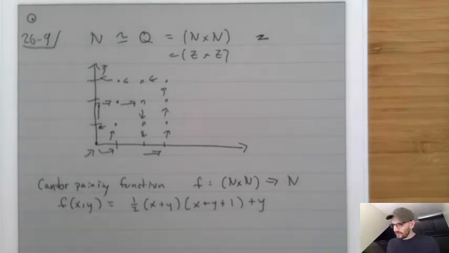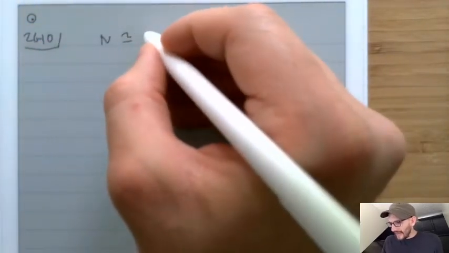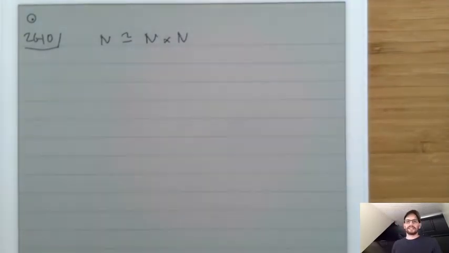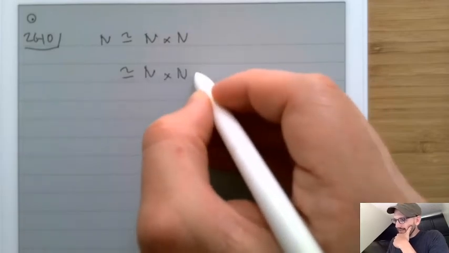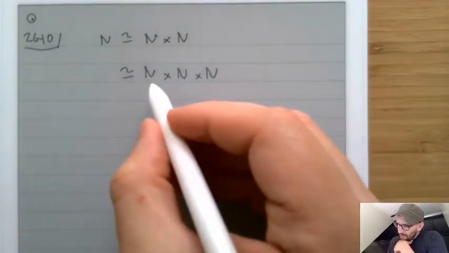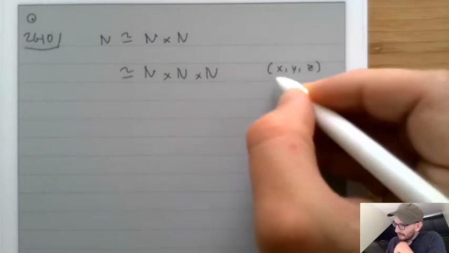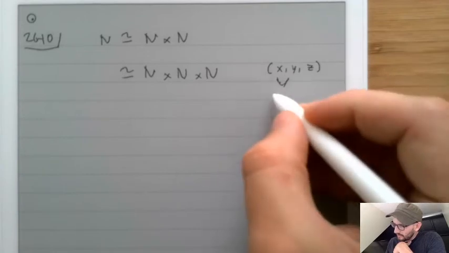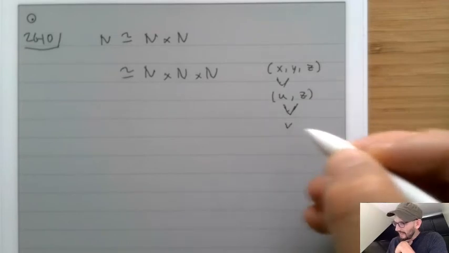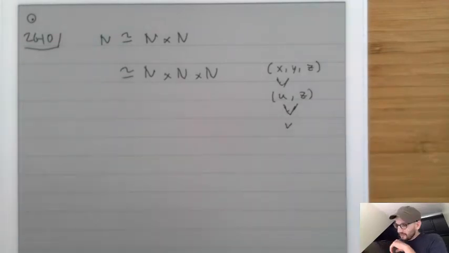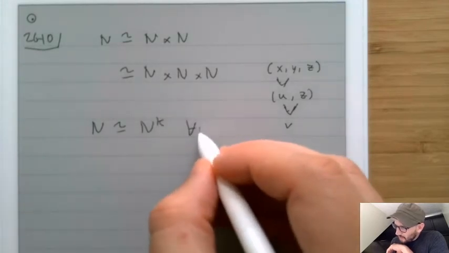Now obviously, once we know that N and N cross N are the same size, we also know that they're the same size as N cross N cross N. Because why? Well, we just take our three numbers, x, y, z, and we combine the first two into a new number, u, then combine u and z into a new number, v, and then there we go. And we can do this arbitrarily. So in fact, N is the same size as N to the k for all k.